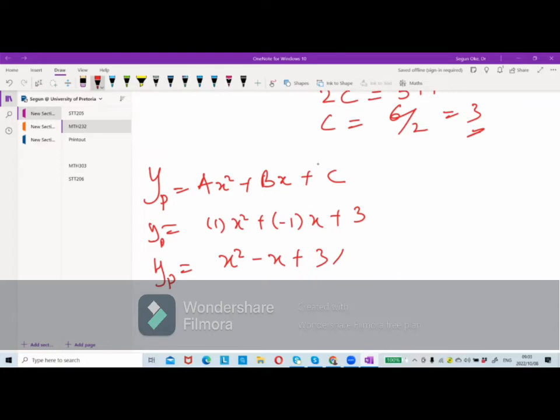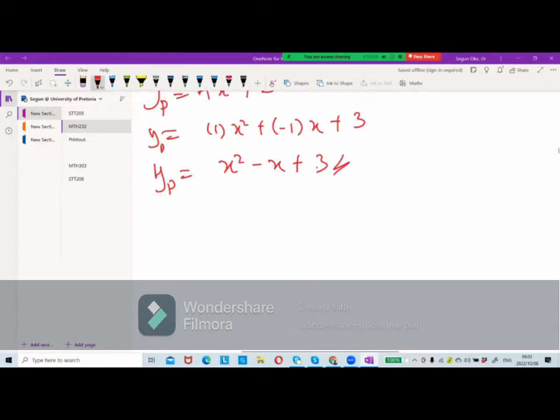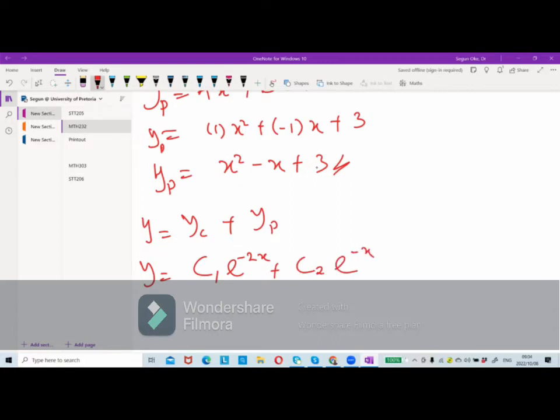So now let's go to our general solution, yc plus yp. So we have y equals to c1 exponential minus 2x plus c2 exponential minus x. Now, plus yp, s squared minus s plus 3. They can give you initial value. I will solve one question on initial value so that you see how they calculate it. So this is our general solution. Any question, please?